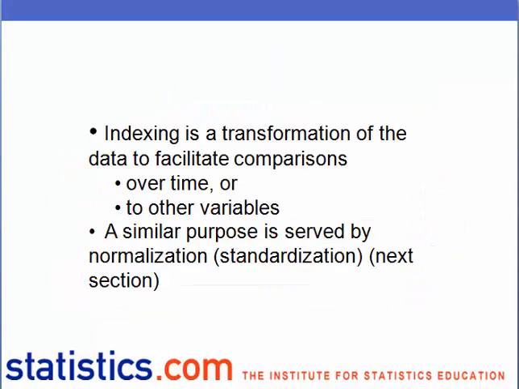Indexing is a transformation of the data to make comparisons easier, either over time, as with GDP indexing, or in comparison with other variables, as we saw with the indexing of web searches. And a similar purpose is served by normalization or standardization of the data, where we divide by the standard deviation and subtract the mean. We'll see that in the next section.